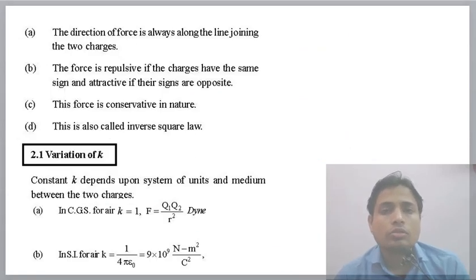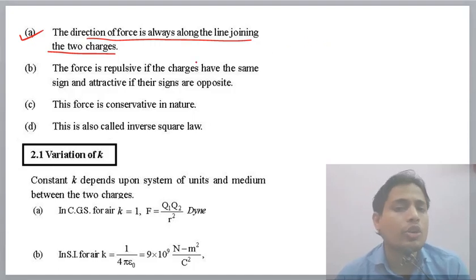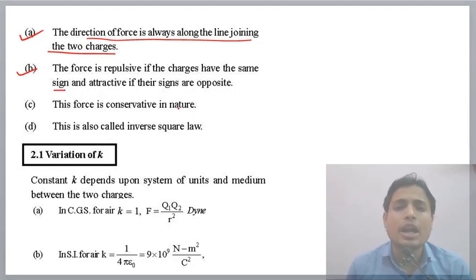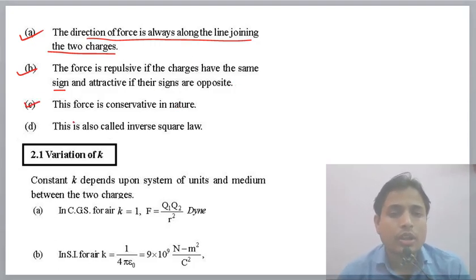Now the direction of the force is always along the line joining the two charges. दोनों charges को जो join करने वाली line है उनके along ही होता है, चाहे वो repulsion होगा तो outward होगा और attraction होगा तो inward होगा. The force is repulsive if the charges have the same sign, means positive positive or negative negative, and attractive if the charges have opposite signs, means one is positive, second is negative. This force is conservative in nature.